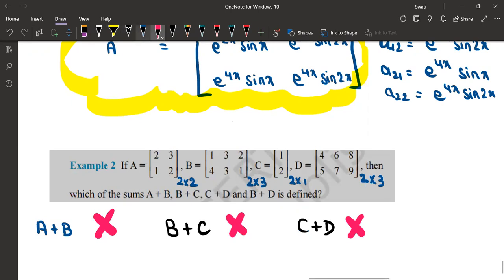Now, the last one is B plus D. So the order of B is 2 by 3 and the order of D is 2 by 3. Finally, we got the matrices whose orders are the same. That is why, of course, they are defined and this is the correct answer. Okay. So this is the second answer. Now let's go to the third question.